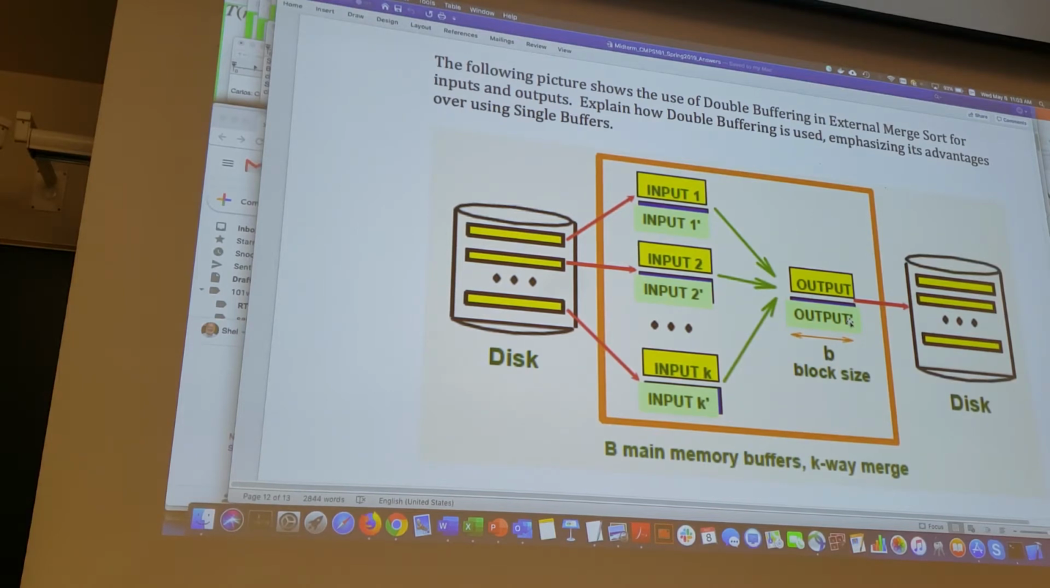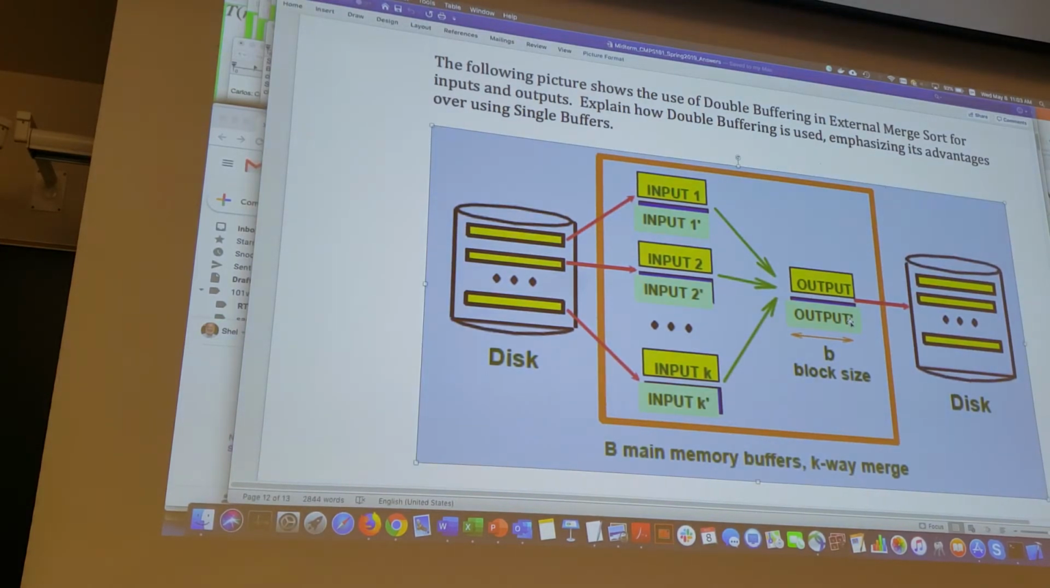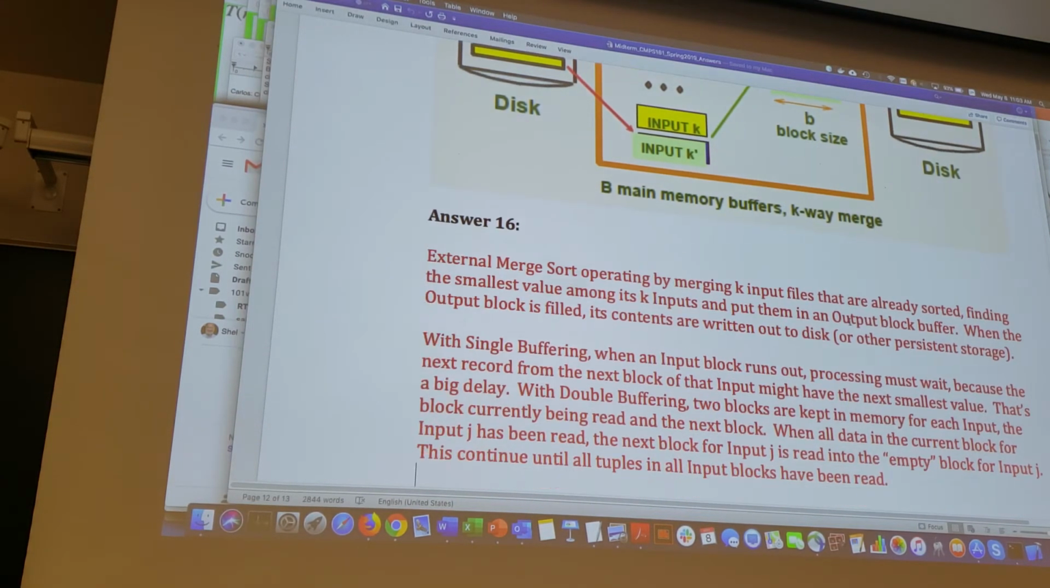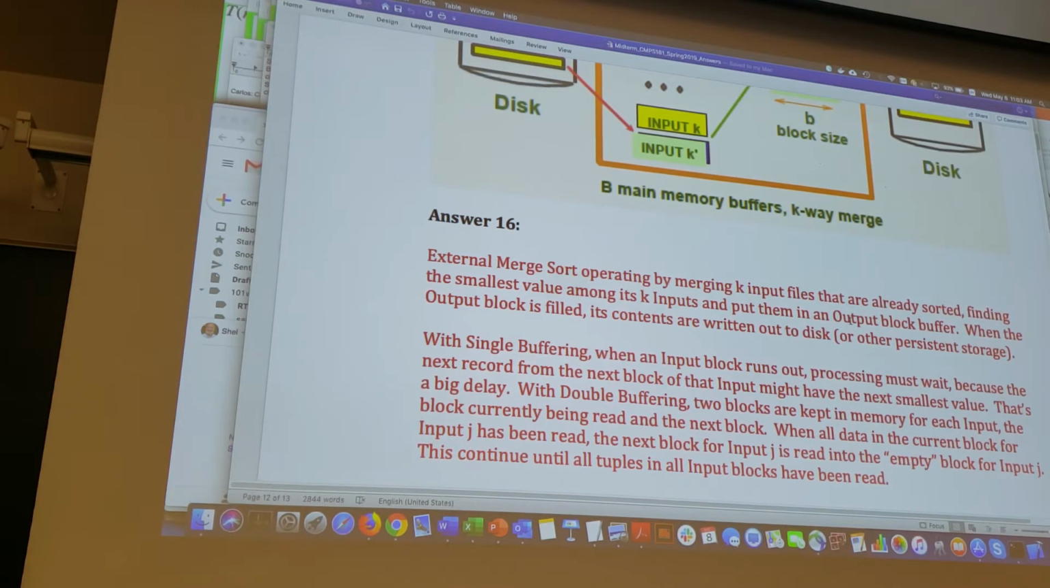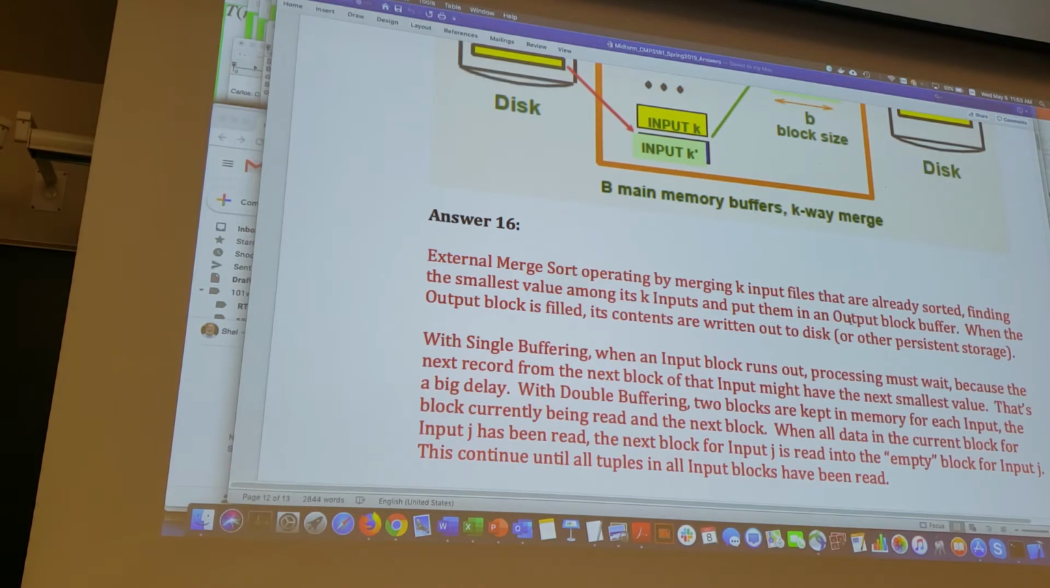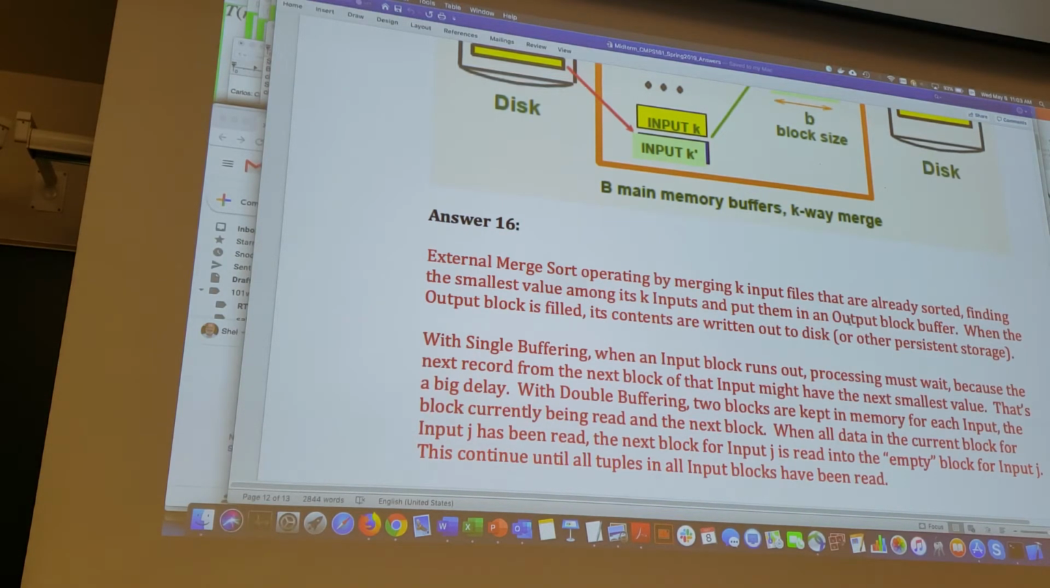And double buffering: explain double buffering. We've gone over this, but basically, the answer is on input and output. On input, you'd have to wait to be able to get the next block. If you ran out of the tuples in the input block, double buffering means that you have the next input ready for you, or even more.